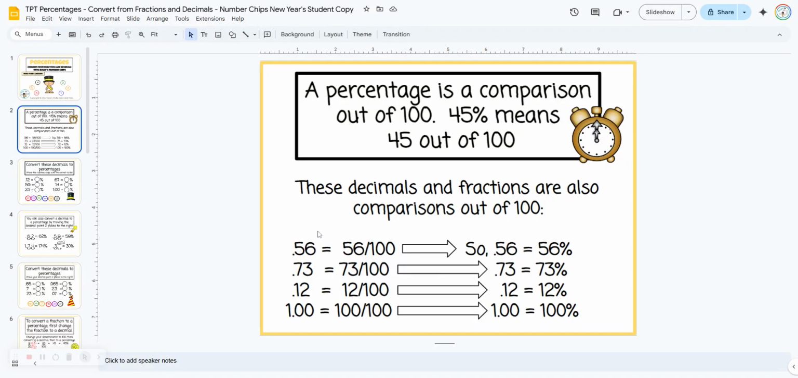And here's some basic conversions. So if we have 56 hundredths as a decimal, it's the same as 56 hundredths as a fraction, which is 56%, since we're comparing out of 100. 73 hundredths would be 73%, and so on. And then 1 whole would be 100%.